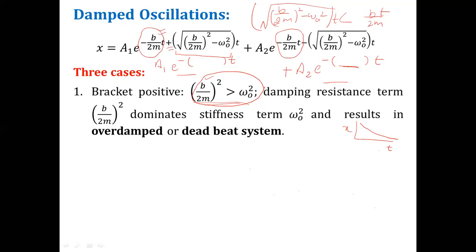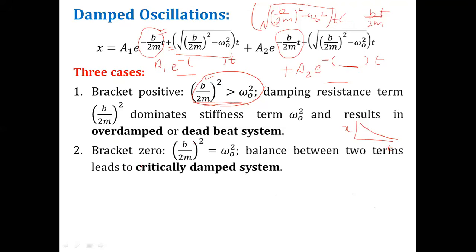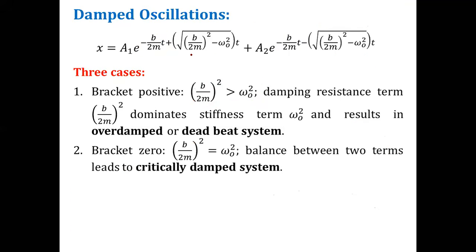Now if you talk about the second scenario, let's say that these two terms are equal to each other. Your b upon 2m square is equal to omega naught square. Your this term would become 0. This term would become 0. This term also would become 0.